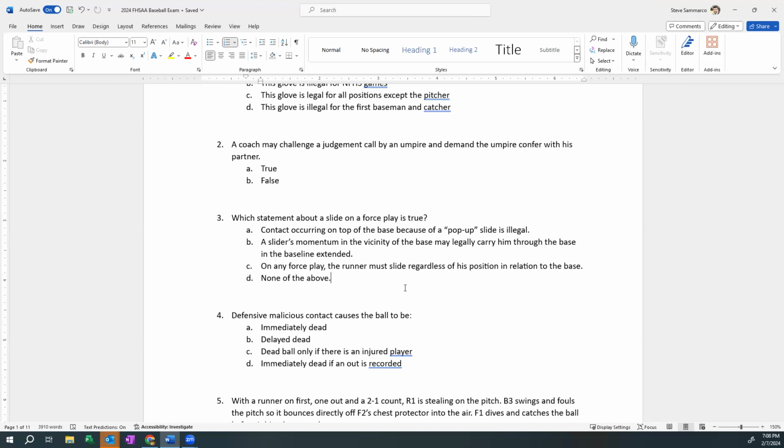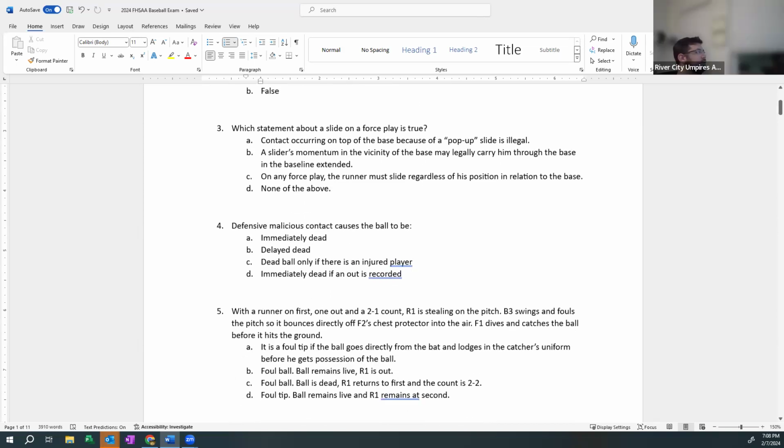Okay, let's go off of the book versus a feeling, right? So early in the book, rule 2, a slide is illegal if the runner uses a rolling cross body or pop-up slide into the fielder. That's where I got my A answer. So it's A, and it's the best answer. Well, it makes it a tricky sounding question because it puts on top of the base. Correct, but every pop-up slide is illegal if contact is made. All right, I thought they were tricking me on that.